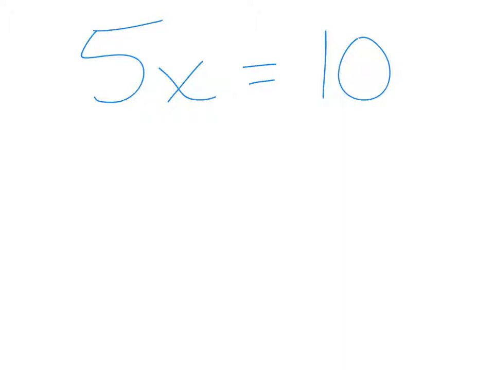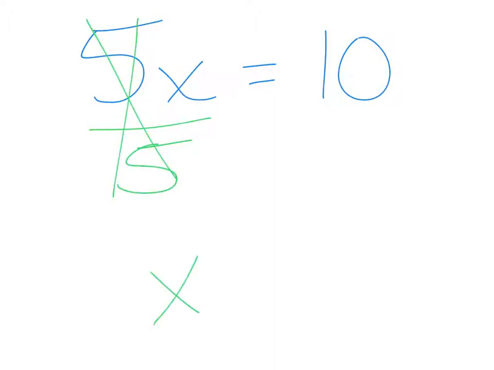But in solving this, and the way that we know how to solve this, I have to do the opposite of what's being done. So because x is being multiplied by 5, I must divide by 5 in order to get rid of it. That's how we cancel it out. Leaves me with x over there on the left. But I have to keep it equal, so I have to do it to both sides. And over on the right side, I have 10 divided by 5, which we know gives me 2.